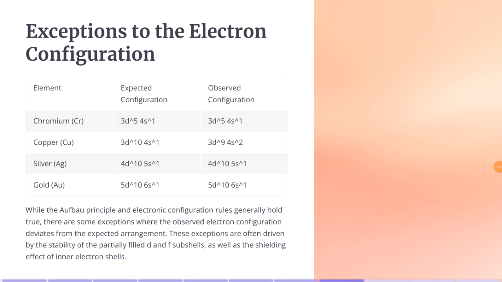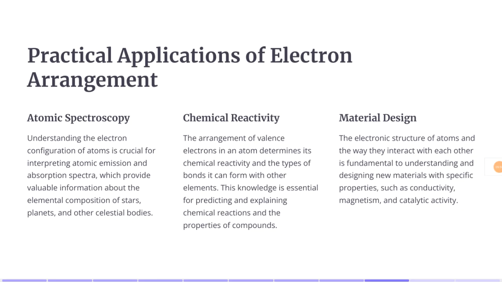Exceptions to the electron configuration. While the Aufbau principle and electron configuration rules generally hold true, there are some exceptions where the observed electron configurations deviate from the expected arrangement. These exceptions are often driven by the stability of partially filled d and f subshells, as well as the shielding effect of inner electron shells.